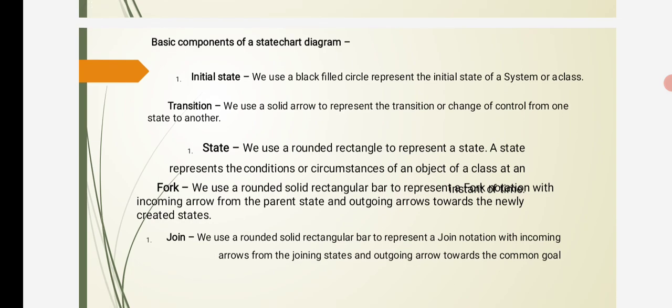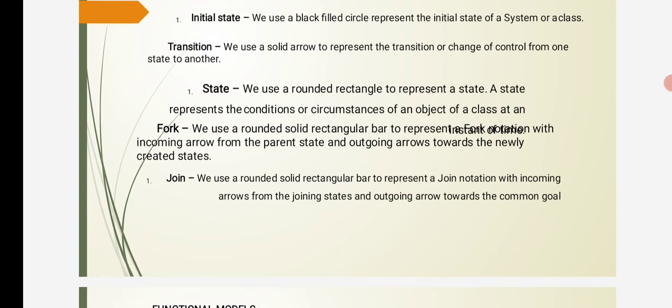Initial state, we use a black filled circle to represent the initial state of the system or a class. Transition, we use a solid arrow to represent the transition or change of control from one state to another. Then state, we use a rounded rectangle to represent the state. A state represents the conditions or circumstances of an object of a class at an instant of time.